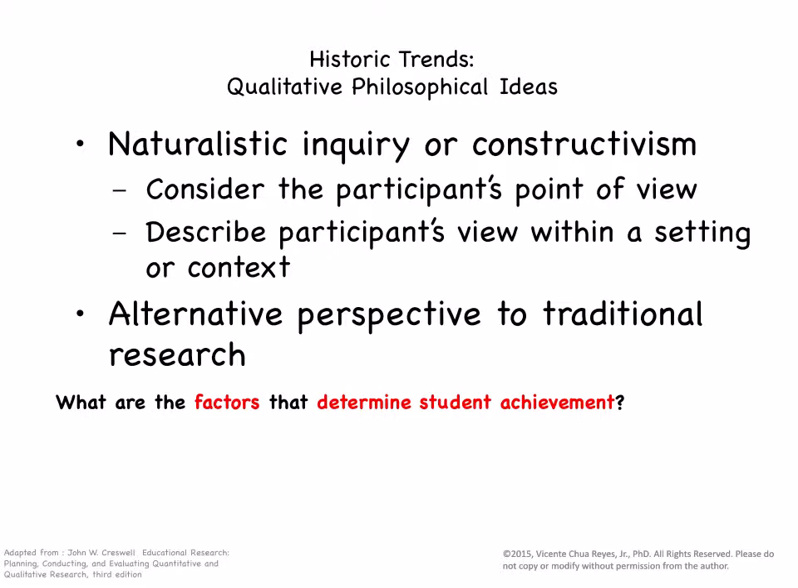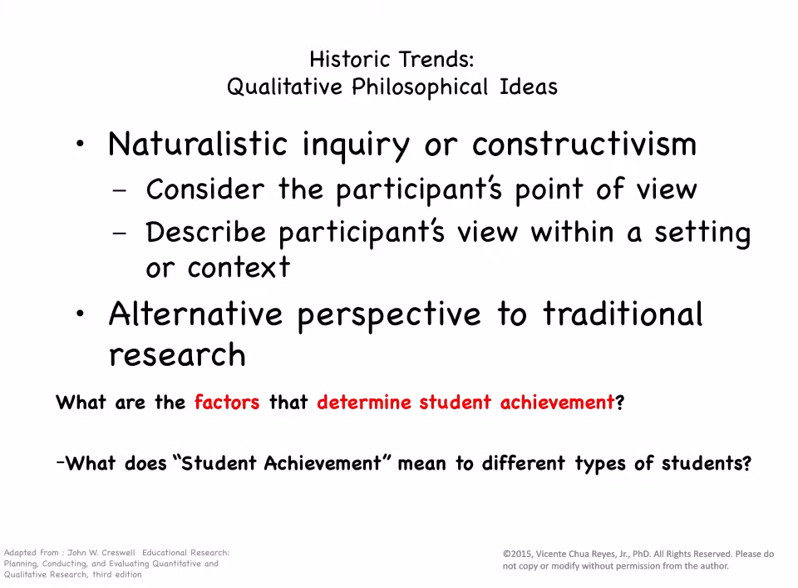Looking back at the main example that I have identified for our research section, the question, what are the factors that determine student achievement? I provided you with examples of how this can be approached from a quantitative perspective. These can also be approached from a qualitative perspective. An example of this would be the following questions. What does student achievement mean to different types of students? Here, the participants' points of view are taken into careful consideration.